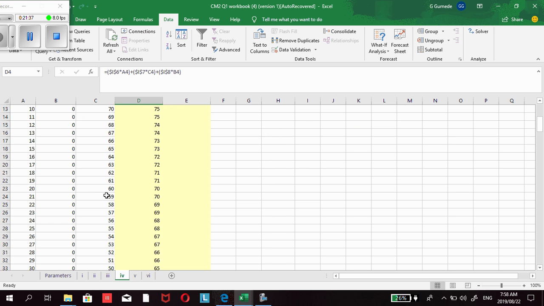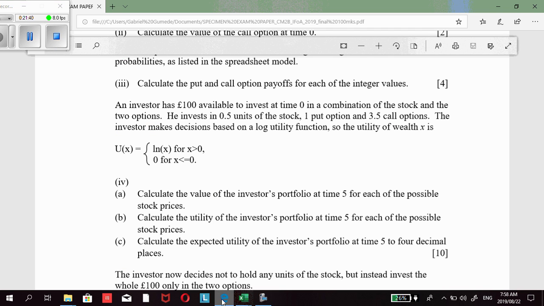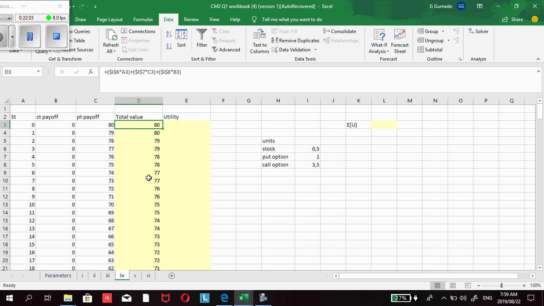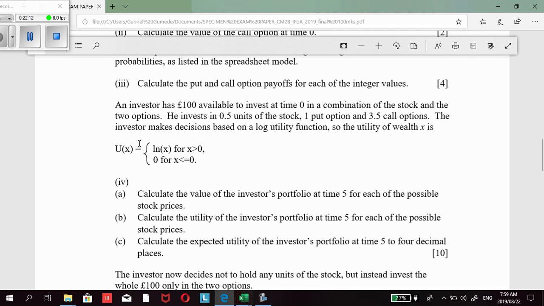Now let's see what the question is saying. Part B says calculate the utility of the investor's portfolio at time 5 for each possible stock price. The utility is the natural log of wealth for values of x greater than 0. If you look at this table, none of the values are less than 0, so none of the investor's wealth is less than 0. I don't have to worry about this part for now. You will see later I will change it for some reasons.